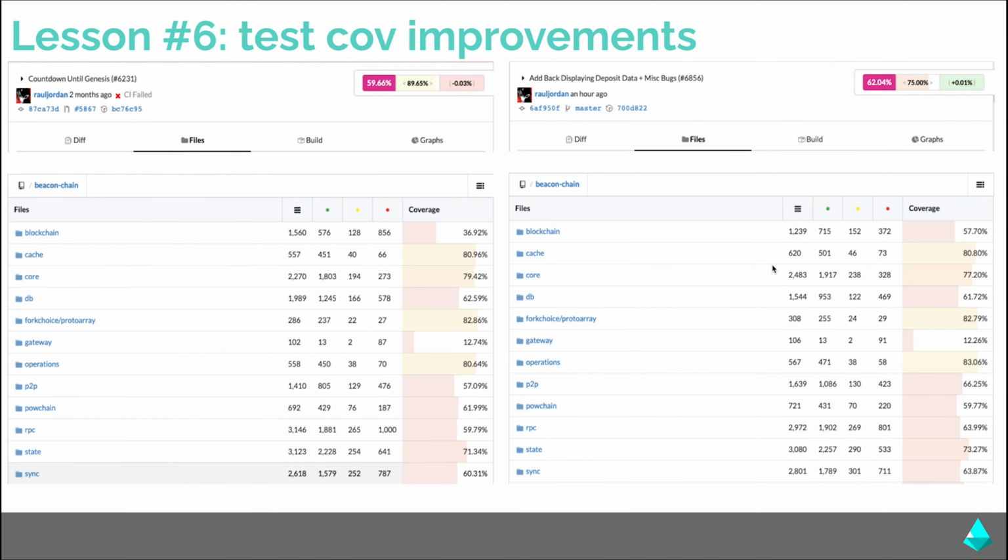So, test coverage improvement, yes. One of the feedback we've gotten when running the Onyx Testnet is that we do lack unit tests in certain areas. So we have made improvements for the last 7 releases, and that was the before and after. And you can see that blockchain package went from 36% to 57%. And that's quite nice. And please do expect that we'll continue improving this as we get towards mainnet.